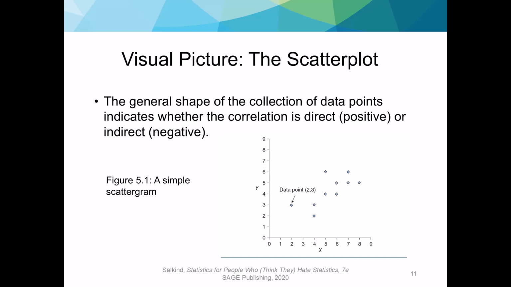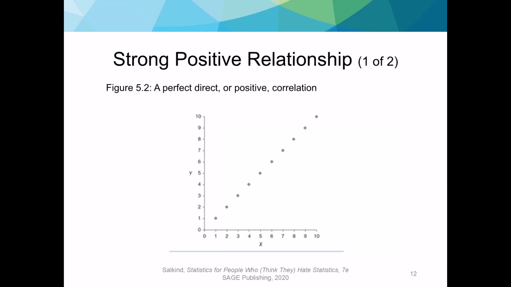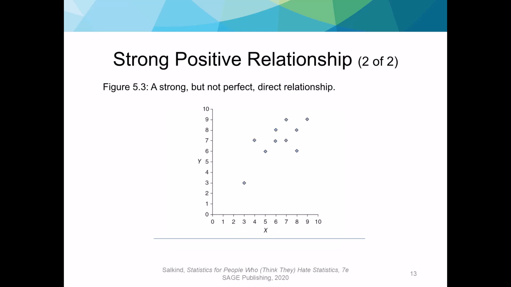Here in figure 5.1, you can see a simple scattergram with data points plotted on the x and y axis. On this slide, you can see what a perfect direct or positive correlation looks like. Notice how all the data points fall on a perfectly straight line, indicating a perfect one-to-one increase between the x and y variables.